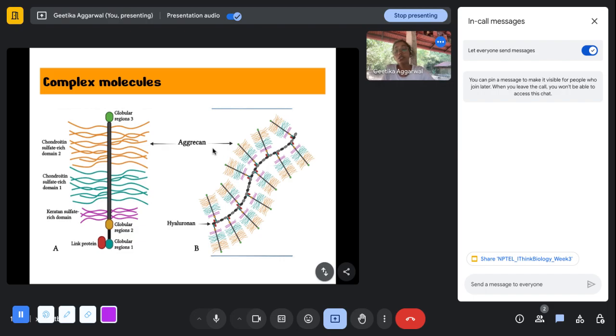And other things are these aggrecans. They're made up of proteins and sugars. The backbone is made up of these sugars, and these proteins hang out from that. So these are called aggrecans. And they give a bottle brush appearance.